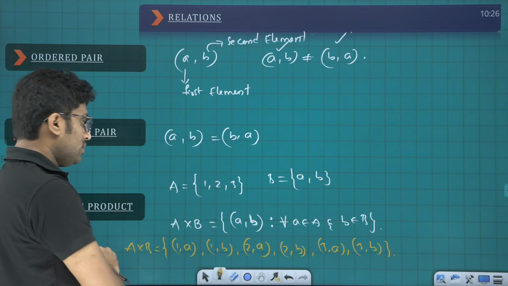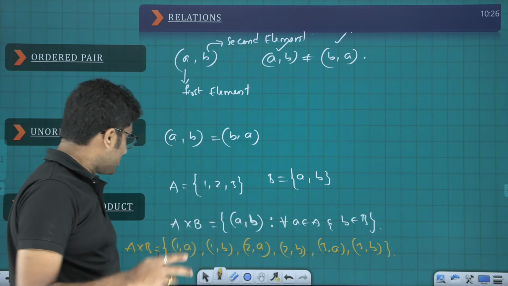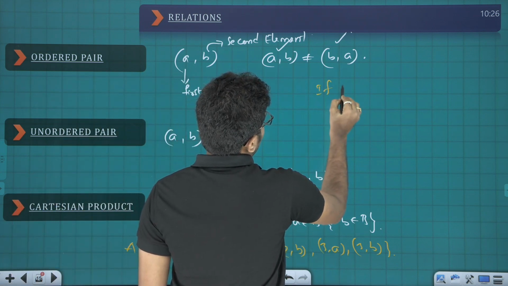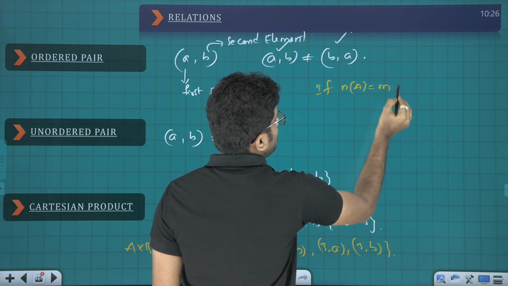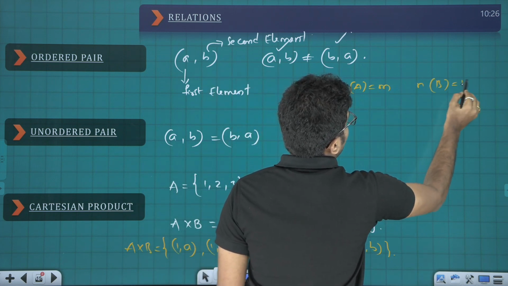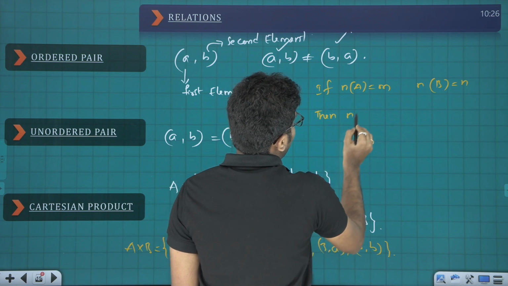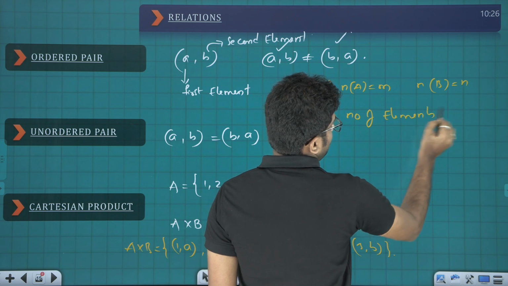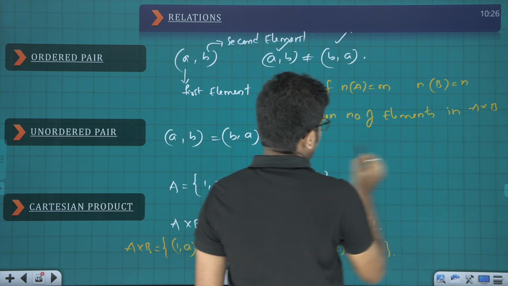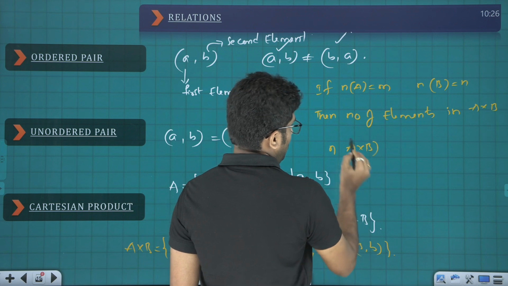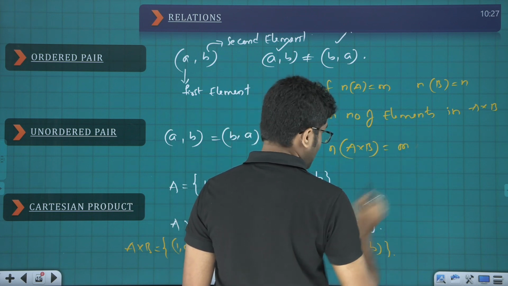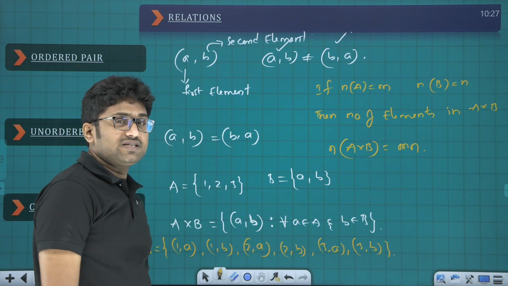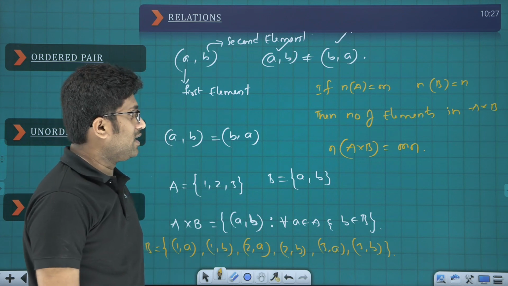These are the 6 elements in the Cartesian product of two sets. Now from this we can say one thing, friends. If n of A is equal to some m, n of B is equal to some n, then the number of elements in A cross B, that is n of A cross B, is equal to m into n, or we say mn. If there are m elements in set A, n elements in set B, then the number of elements in A cross B will be mn.